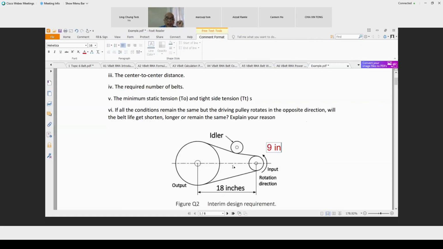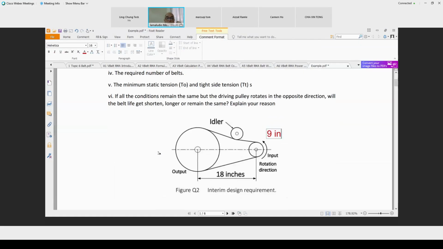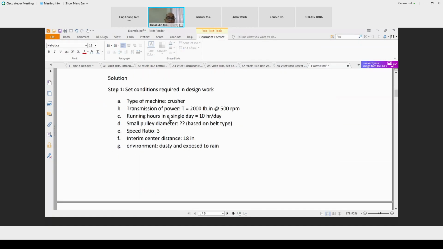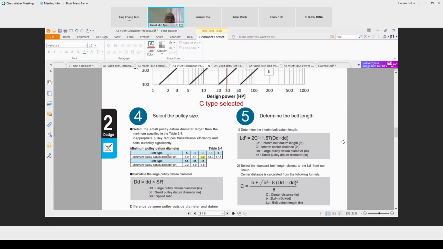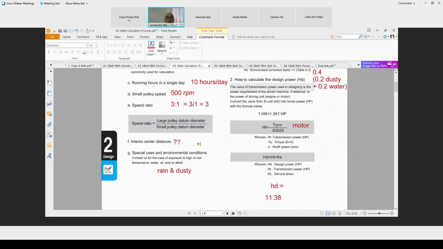Right? And the larger pulley, with a speed ratio of 3, is going to be 27 inch. That's why in the first step, I cannot define this value, the interim center to center distance. Oh, the center we can define, sorry, we can define as 18. But I cannot define the speed and the diameter of the pulley.